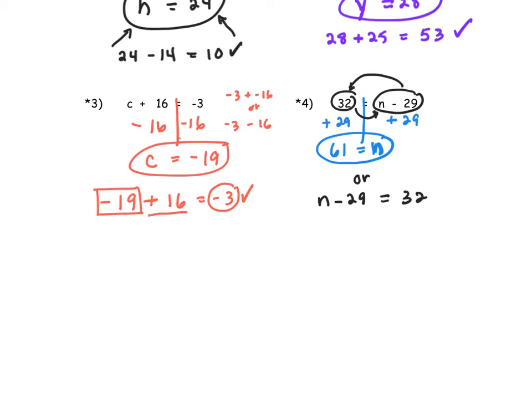So if we went ahead and used our solving steps, we're still going to get the same answer. In fact, it's still going to be the same process. We're going to add 29 to both sides. Then we're going to have n, this time just on the left-hand side. And we're still going to get 61. And just to show our check, 61 minus 29 would indeed be 32.